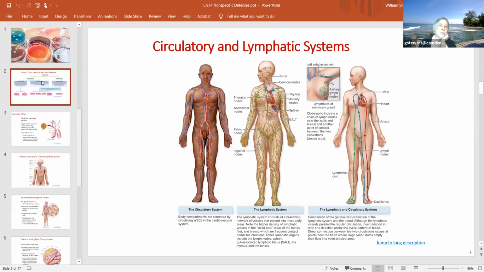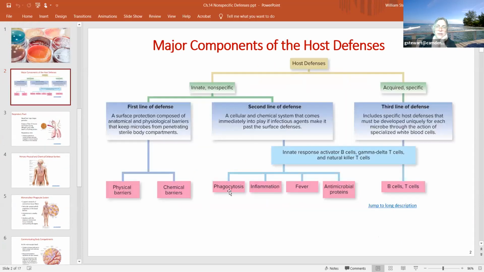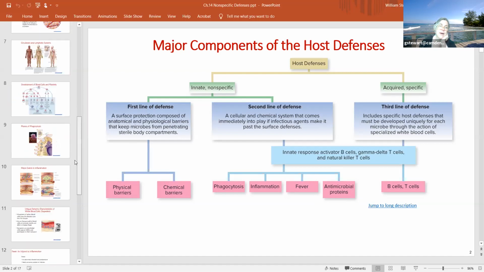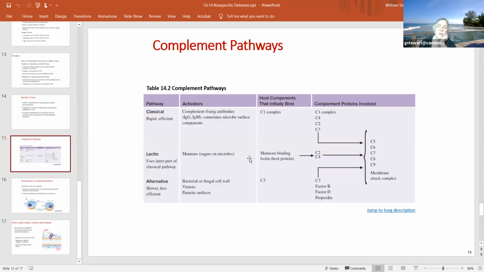Now I'm going to flash back to this first picture again: phagocytosis, inflammation, fever, and here we are at the last one, antimicrobial proteins. Your textbook goes through the description of 3 sets of antimicrobial proteins, and I would say by far the most complex of those is complement. So I'm going to spend the most time now talking to you about complement and how it gets activated, particularly the classical pathway and the alternative pathway. And then we'll spend a little time on interferons and the antimicrobial peptides.